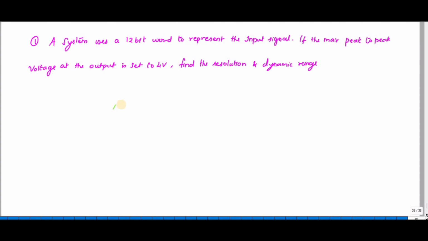See this dynamic range, the formula is 6 dB into number of bits used. So number of bits used is 12 bit. So answer is 72 dB. And the resolution formula is maximum voltage, that is 4 volt, divided by 2 power n. So here 4 volt divided by 2 power 12, that is nothing but 4 volt divided by 4096. Okay. So if that is the case, the resolution value is 976 microvolt.